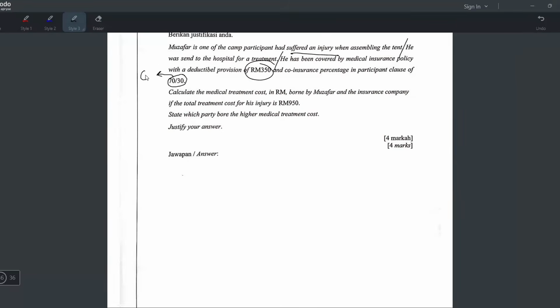So yang besar is company responsible. 30 is the policy holder, in this case is Muzaffar. Okay, calculate the medical treatment cost.